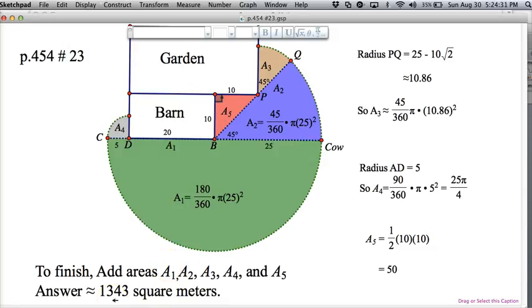1,343 square meters. So definitely a complex problem, one where students have to understand the physical constraints, where it's definitely helpful to draw pictures and see things visually. So I really like this problem, and thought it was a good way to put a cap on the lesson for finding sector areas.